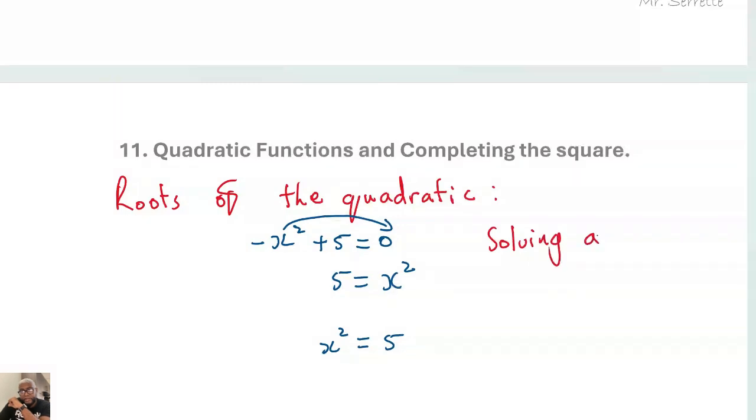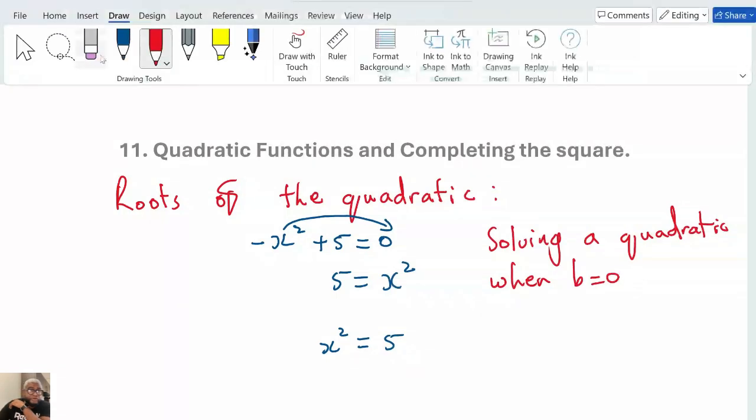Solving a quadratic when b is equal to 0. That's basically what we're doing here. Solving a quadratic when b is equal to 0.